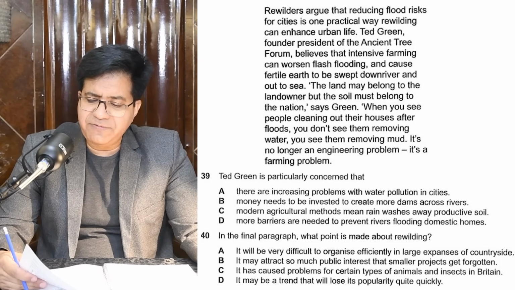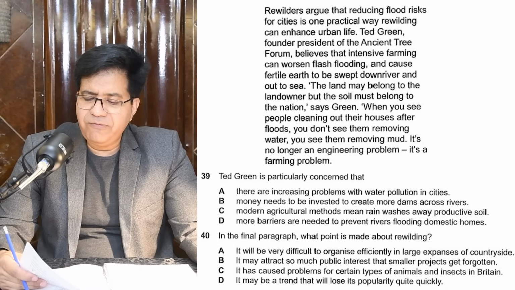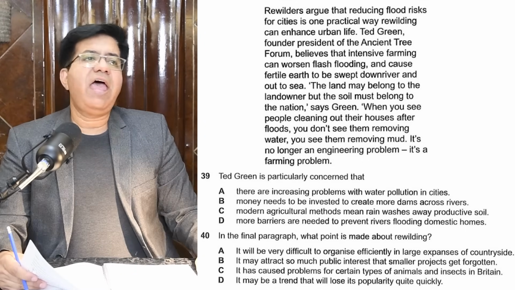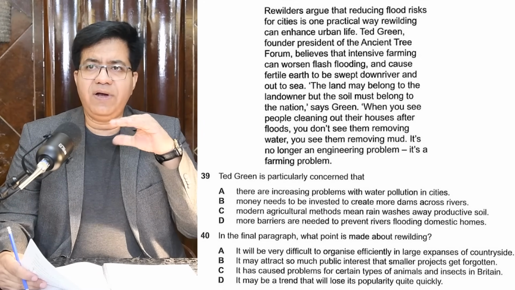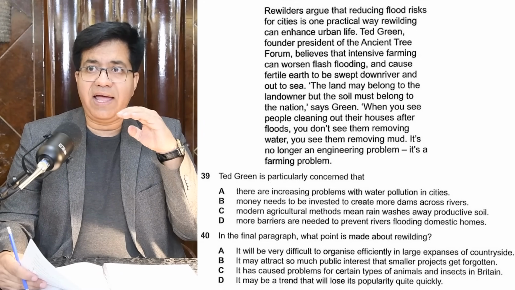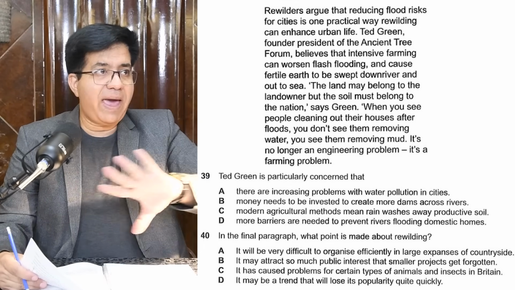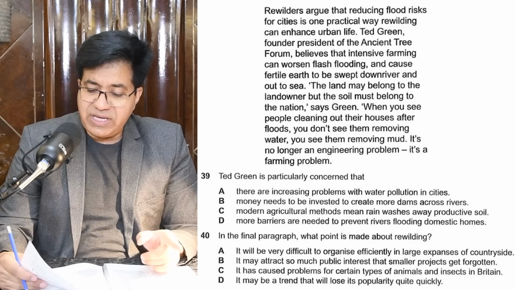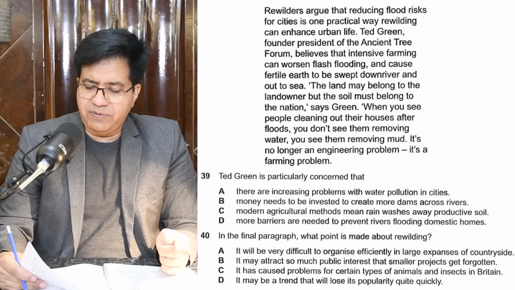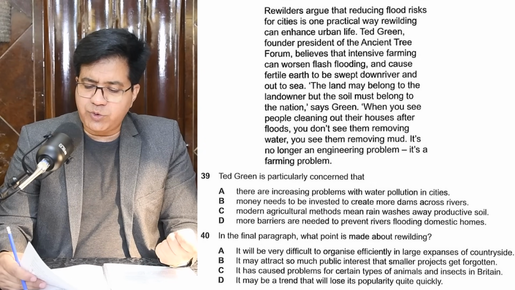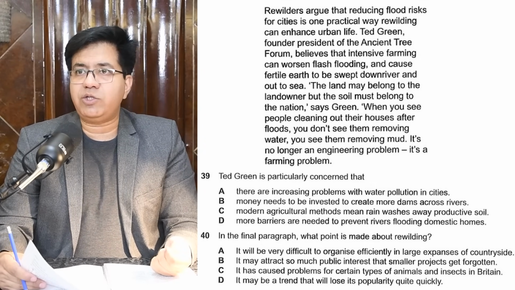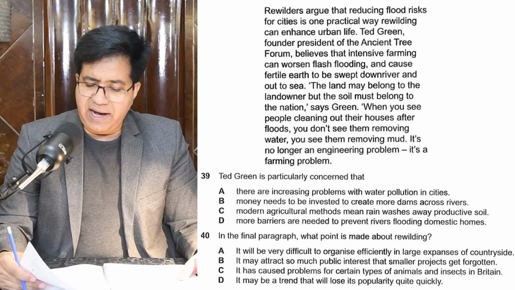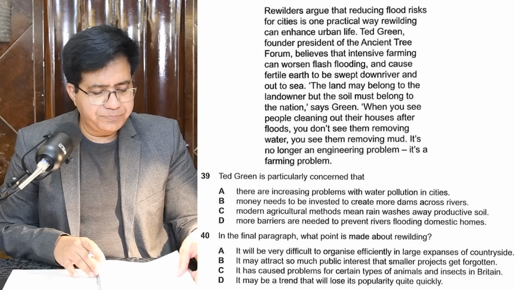He says he believes that intensive farming can worsen flash flooding and cause fertile earth to be swept away. Have you noticed whenever there is a flood, the flood takes away the upper part, the fertile land, with it? Like it is swept. पानी के साथ ज़मीन भी बह जाती है. And the upper top part is fertile land. So he is worried that it can worsen flash flooding and cause fertile earth to be swept downriver and out to sea. So fertile earth will be swept with the water, go down the river and then to the sea.